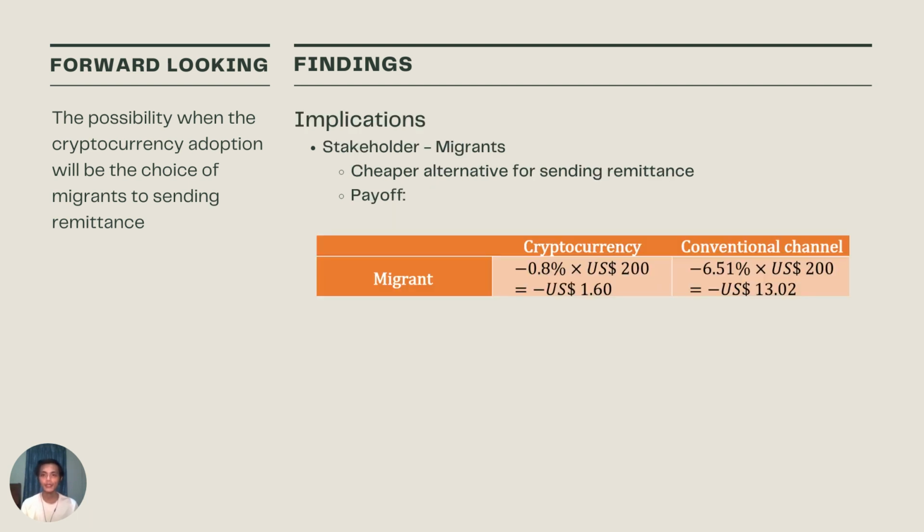So what is the implication of this scenario? For the immigrants, it means that they can have a cheaper alternative for sending remittances to their family, because of using cryptocurrency for remittance payments. Based on the payoff matrix here, using the cryptocurrency platform, the migrants will lose about 1.6 US dollars to send 200 US dollars, compared to using a conventional channel, calculated using the global average cost. The migrants will have to lose 13.02 US dollars for sending the same amount of remittance.